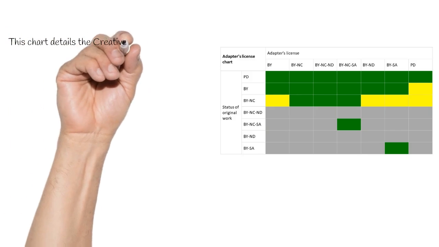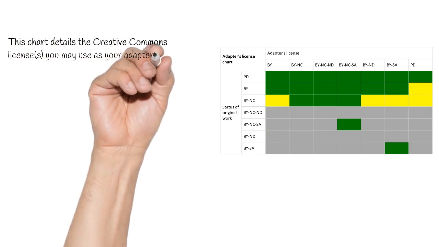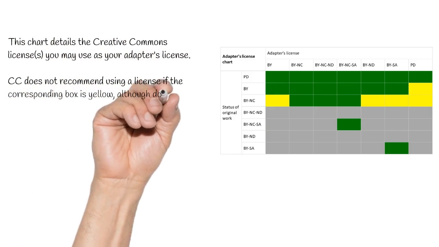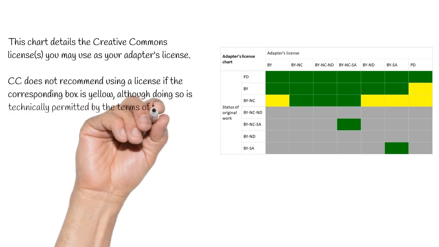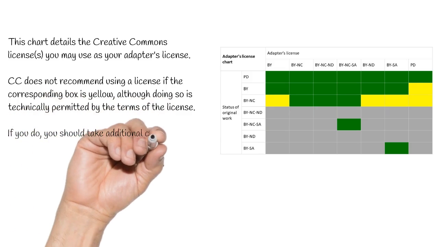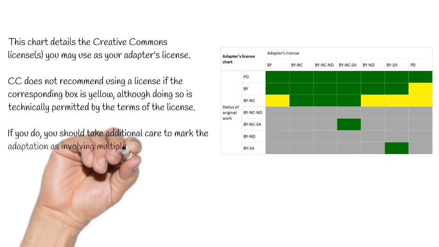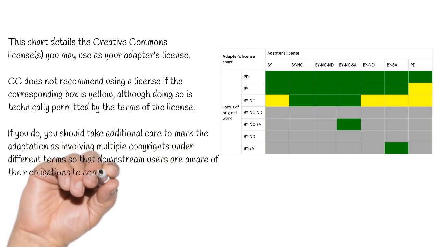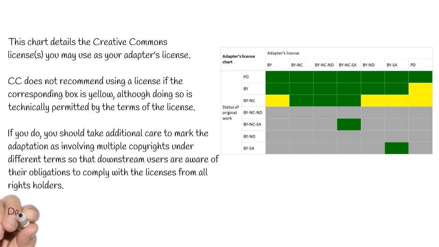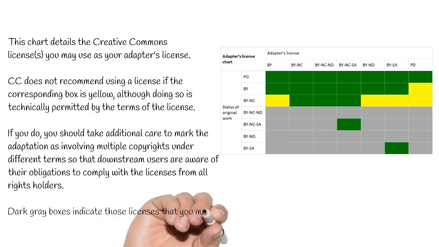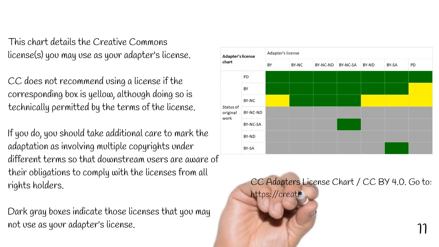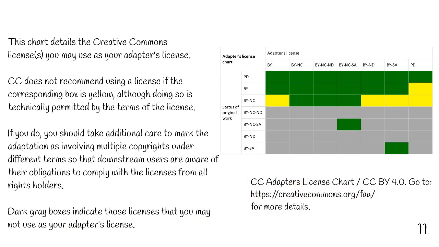This chart details the Creative Commons licenses you may use as your adapter's license. Creative Commons does not recommend using the license if the corresponding box is yellow, although doing so is technically permitted by the terms of the license. If you do, you should take additional care to mark the adaptation as involving multiple copyrights under different terms so that downstream users are aware of all of their obligations to comply with the licenses from all of the rights holders. Dark gray boxes indicate those licenses you may not use as your adapter's license. Again, go to the Creative Commons website for more details.